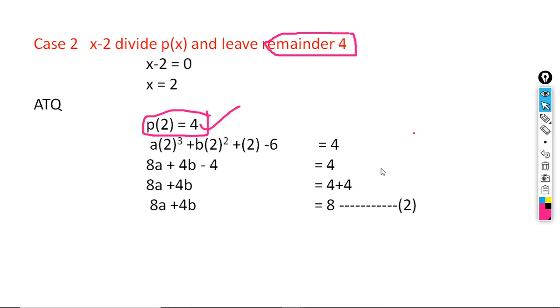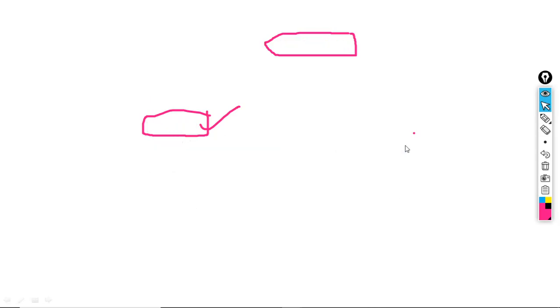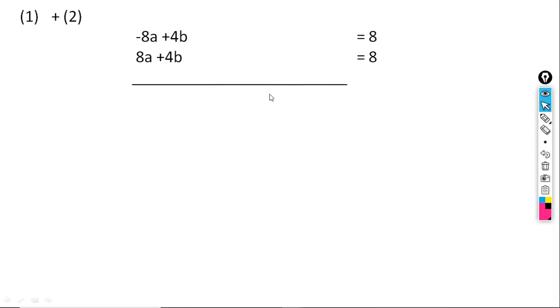Third step for the question, we have to select an operation, either addition or subtraction. Let us check equation number 1 and equation number 2. These are the two equations. We have minus 8a and 8a, so they will be cancelled if we apply the operation of addition. Even if you apply the operation of subtraction, the 4b will be cancelled out. So both operations are applicable here. Any one you can select in this question. I am selecting addition.